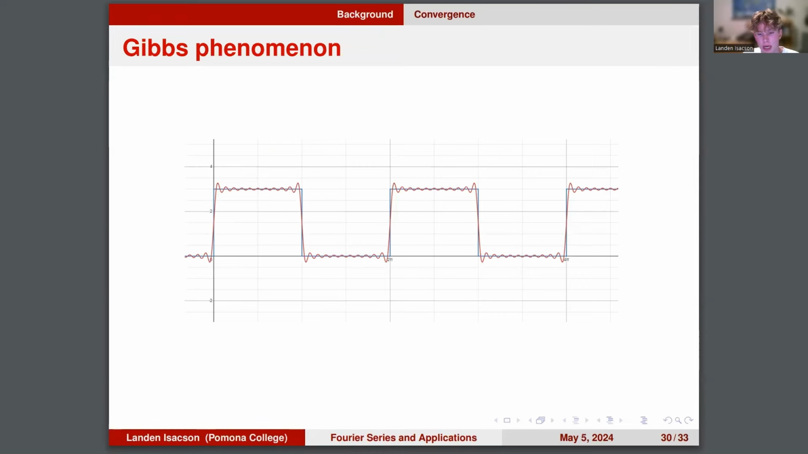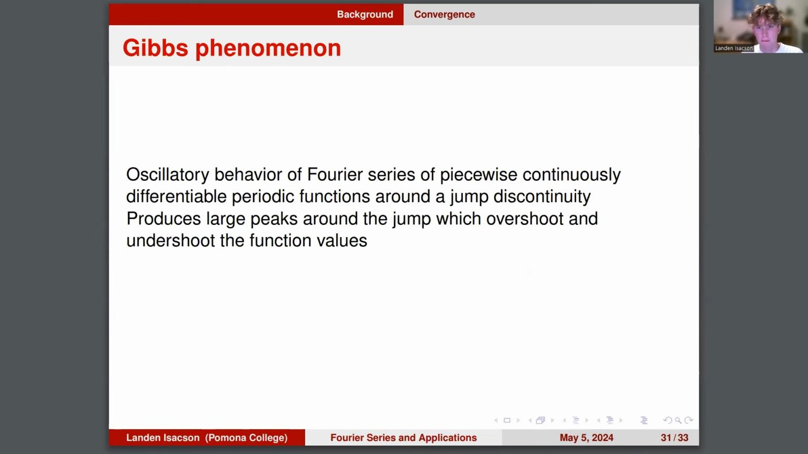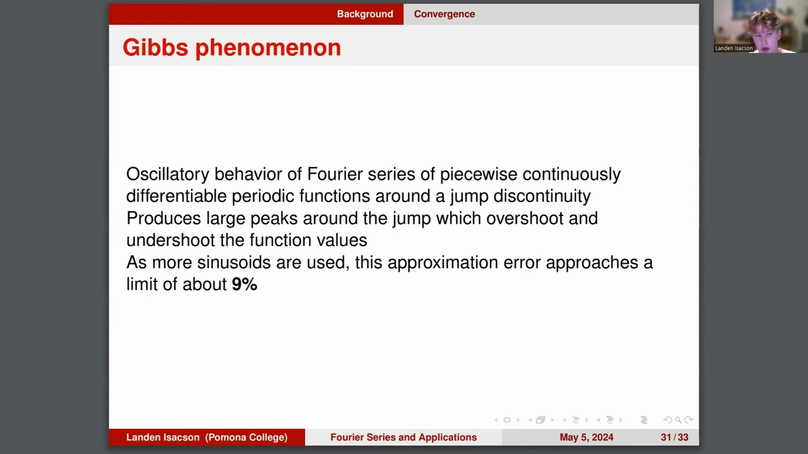There's one last thing I would like to discuss, and you may have in fact noticed it from earlier, and it's how around the jump discontinuities there are these peaks and troughs that seem to be appearing, and so what exactly is going on here? Well, this is called Gibbs phenomenon, and it describes the oscillatory behavior of Fourier series of piecewise continuously differentiable periodic functions around a jump discontinuity. It produces large peaks around the jump, which overshoot and undershoot the function values. And as more sinusoids are used, this approximation error approaches a limit of about 9%.